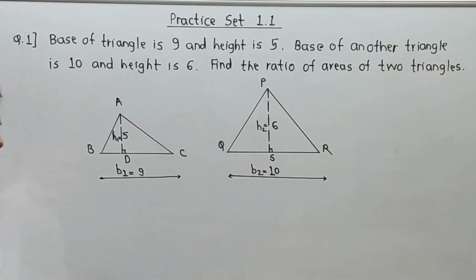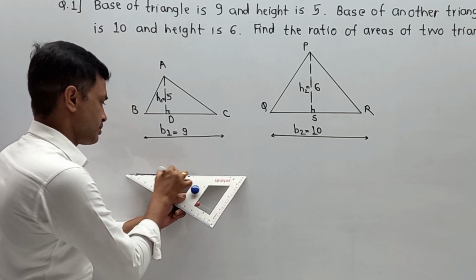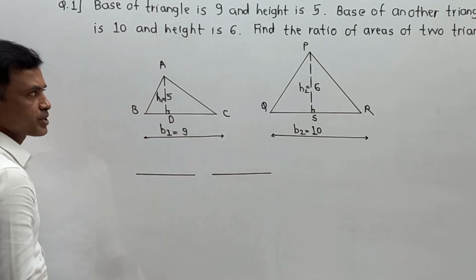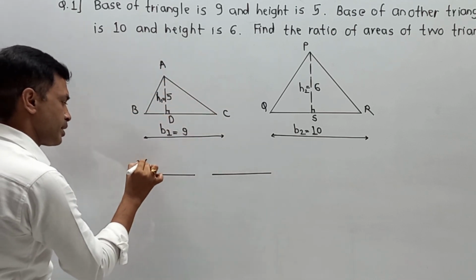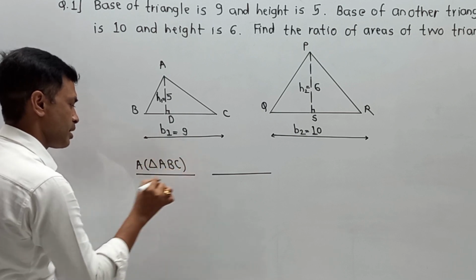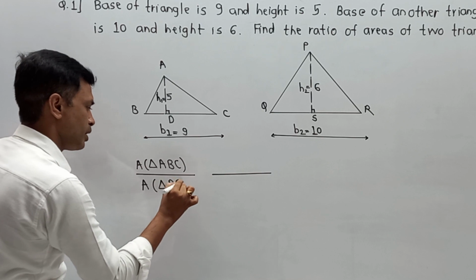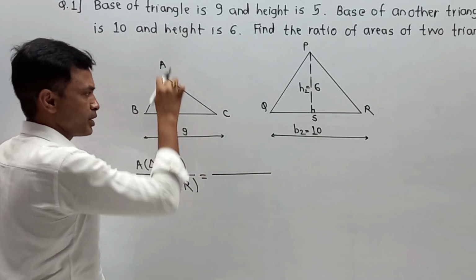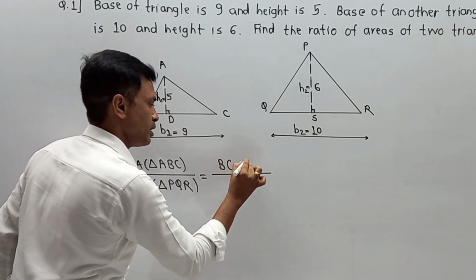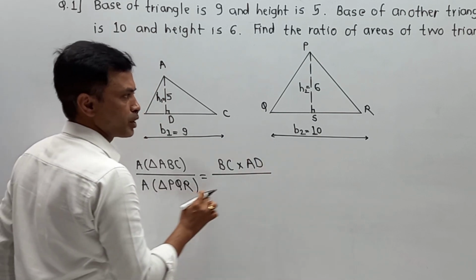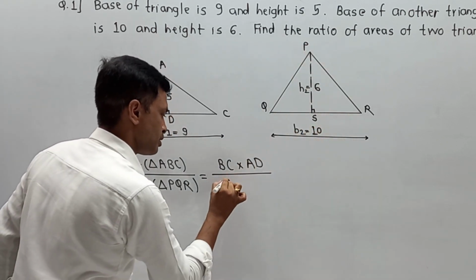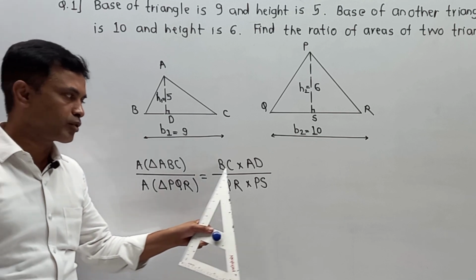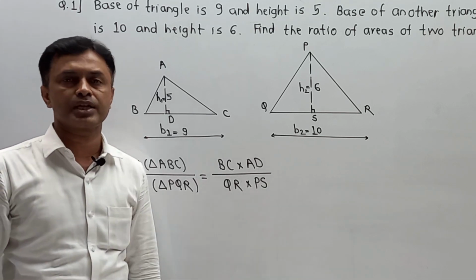Means with nomenclature or without nomenclature, both ways you can solve this numerical. Here we solve according to this. Area of first triangle upon area of second triangle, or area of triangle ABC upon area of triangle PQR, is equal to base into height of first triangle, means BC into AD, divided by area of triangle PQR having base QR into PS, so QR into PS. We know that the ratio of areas of two triangles is equal to base into height of first triangle divided by base into height of second triangle.